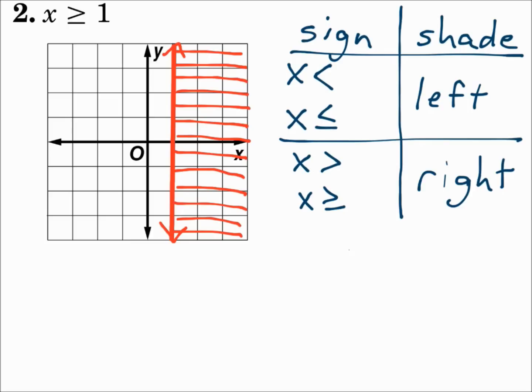Draw the line, determine whether it's solid or dashed, and determine where to shade. When it's a vertical line, you're going to shade either to the left or to the right. Greater than is to the right, less than is to the left.